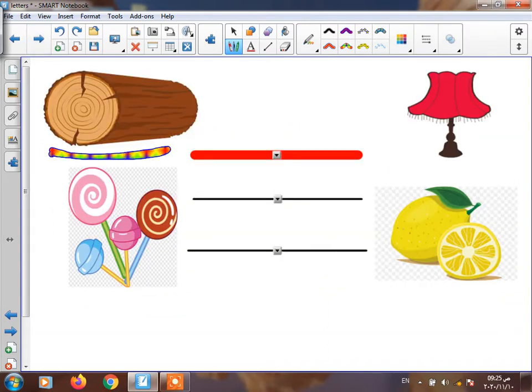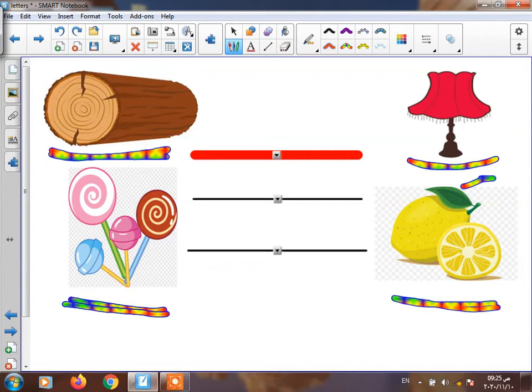Here, KG2, what is it? It's a log. It's a lollipop. It's a lamb. It's a lemon. All of these, KG2, start with sound L. Start with letter L. How can I write letter L?